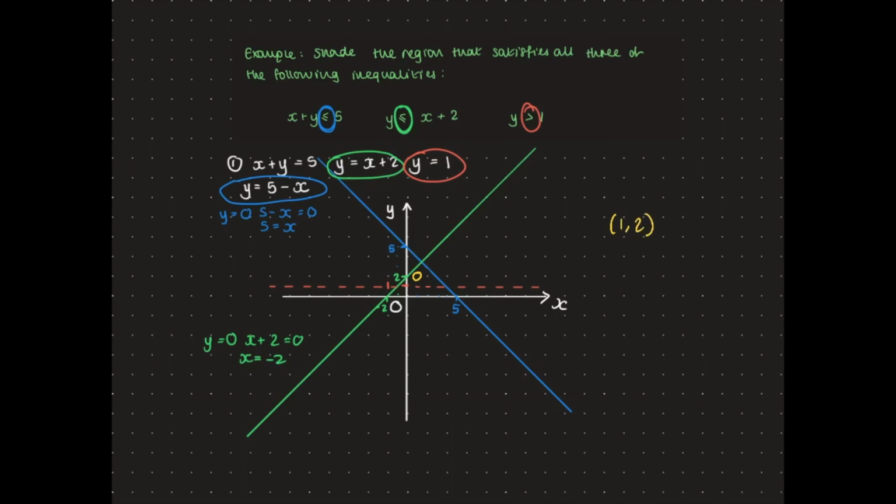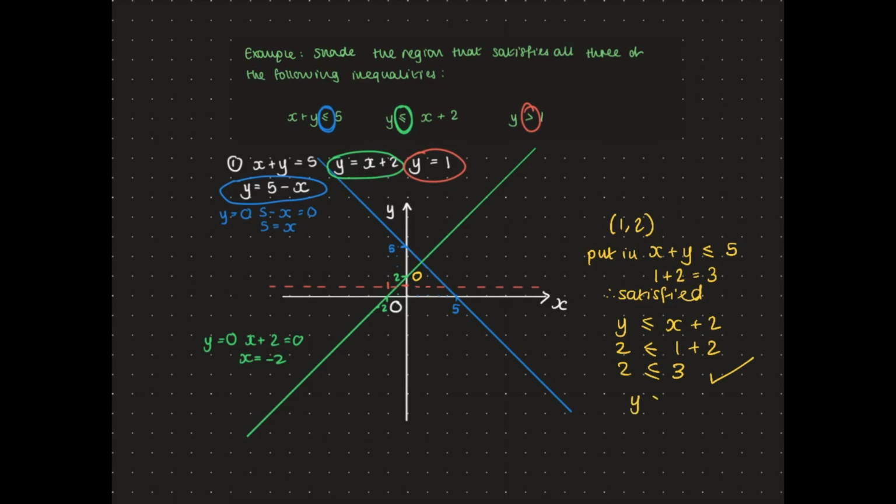So I need to check that satisfies each of my inequalities. So if I put it in, x plus y needs to be less than or equal to 5. x plus y is 1 plus 2, which is 3. 3 is less than or equal to 5, so I've satisfied that inequality. Let me check my next one. So I've got y is less than or equal to x plus 2. y is 2. x plus 2 is 1 plus 2. So 2 is less than or equal to 3, which is true. And then my final one, y is greater than 1, 2 is greater than 1, so this is also satisfied.